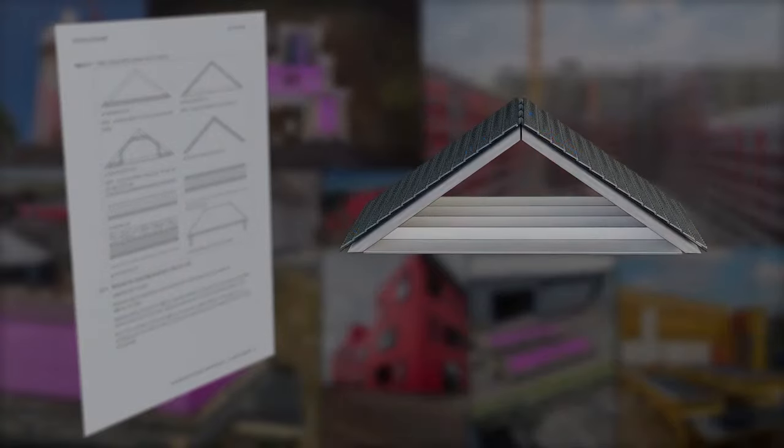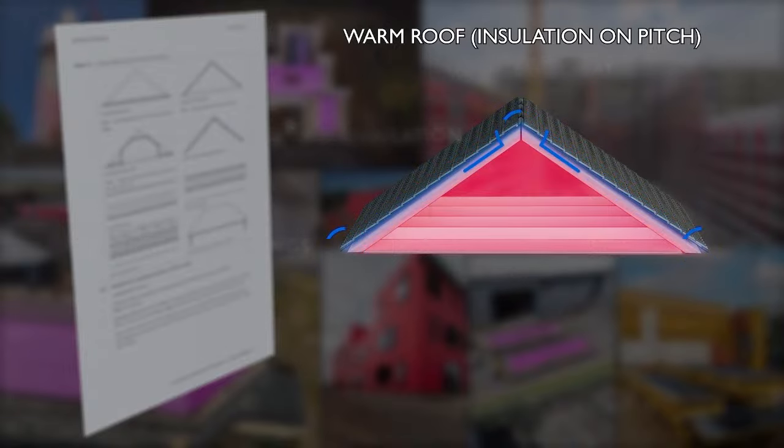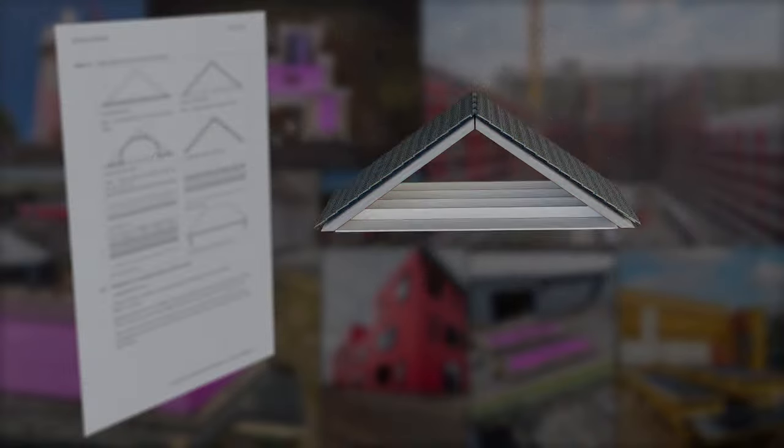In a warm roof where the insulation follows the pitch of the roof from eaves to ridge, BS 5250 requires a 50 mm ventilated gap between the insulation and the underlay, where the underlay is type HR. If an LR underlay is used, this can be omitted and the full depth of the rafters used for insulation. This is because the moisture vapour can escape through the permeable underlay instead of via ventilation.